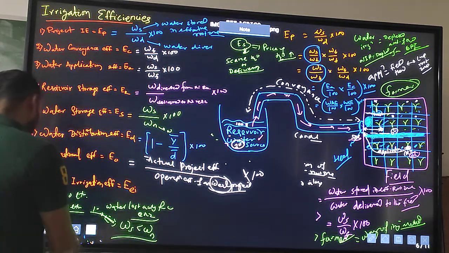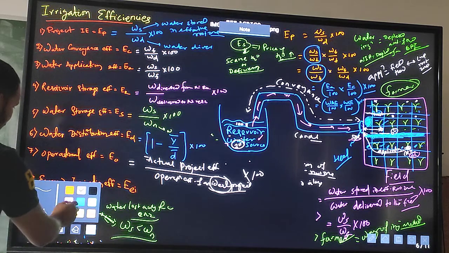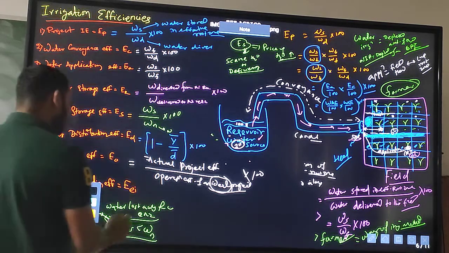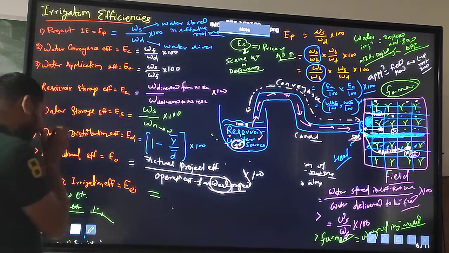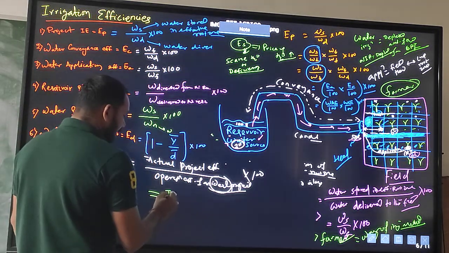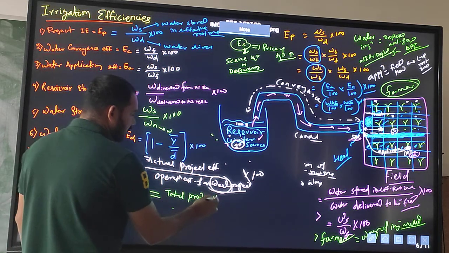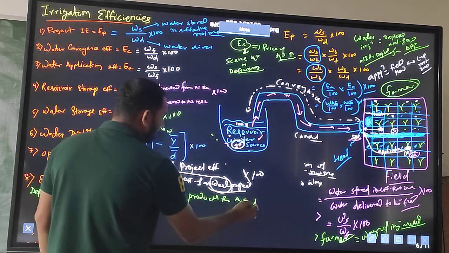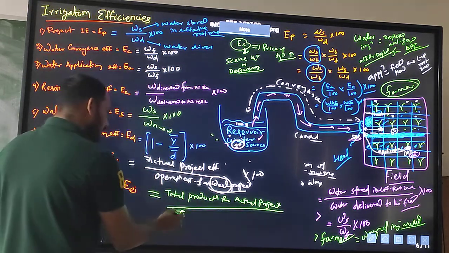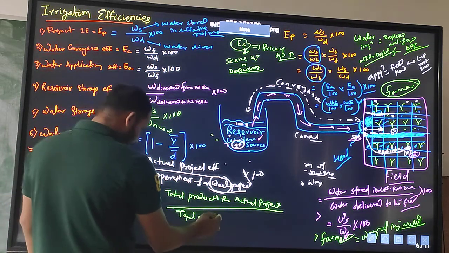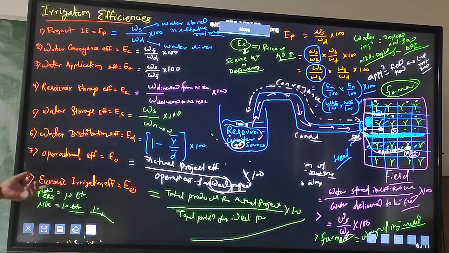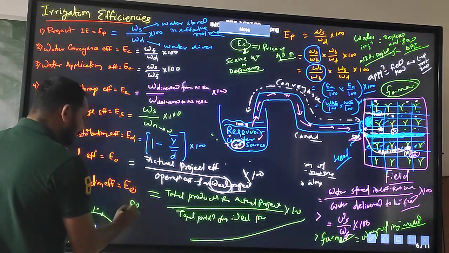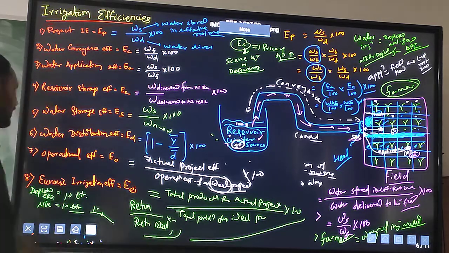The ideal project, again, this will be the economic irrigation efficiency. This is very easy. The economic irrigation efficiency means the total economic production from the actual project divided by the total economic production from the ideal project into 100. Economics means total production, so we can say the total return from the project by the total return from the ideal project into 100. This is known as the economic irrigation efficiency.